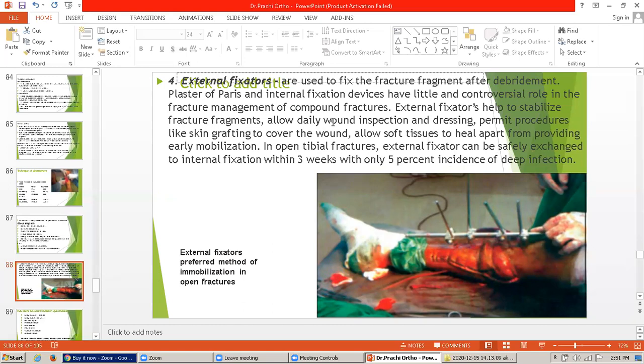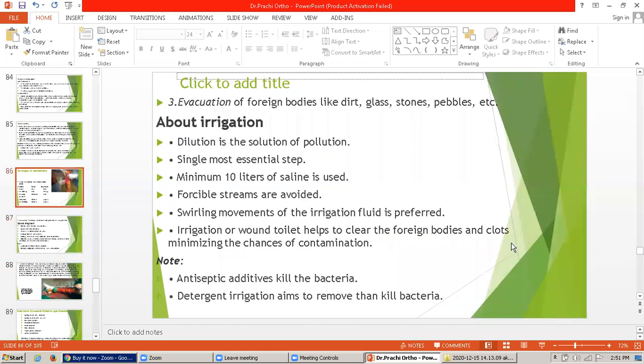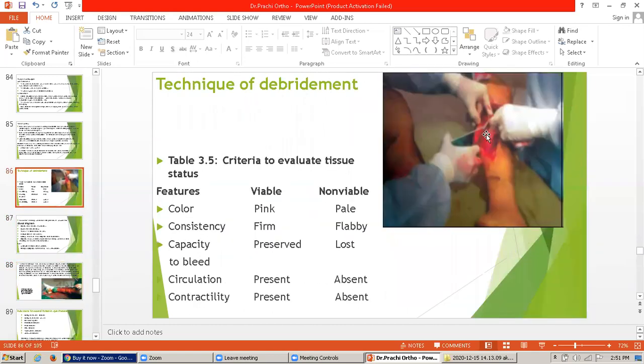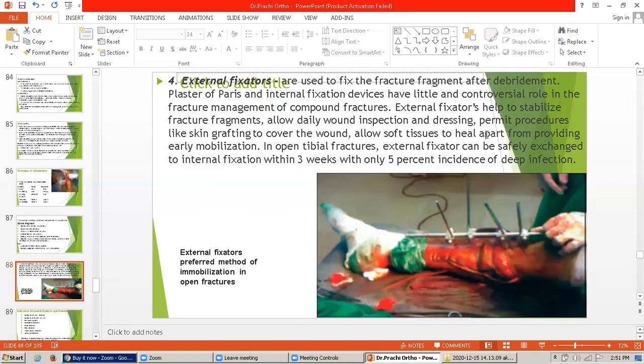This is called the external fixator. It is used to fix the fracture segments after debridement. So the debridement is the first step, then the external fixator is used.